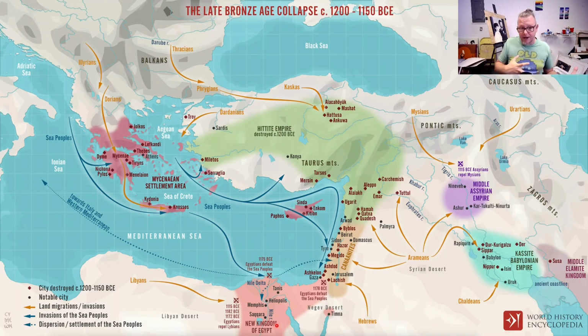A lot of theories have been thrown around, like there may have been some sort of climate issue. Perhaps some of these kingdoms were just growing a little too large and couldn't quite hold themselves up. But there was also this really interesting group that is referred to as the Sea Peoples. We don't know much about them.